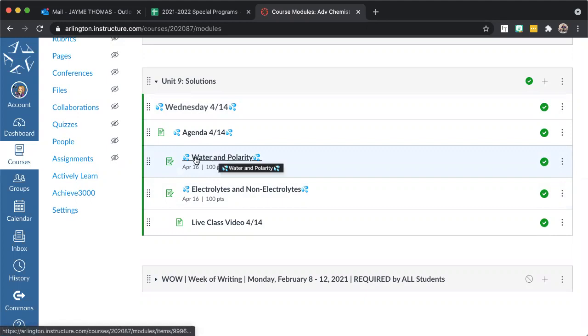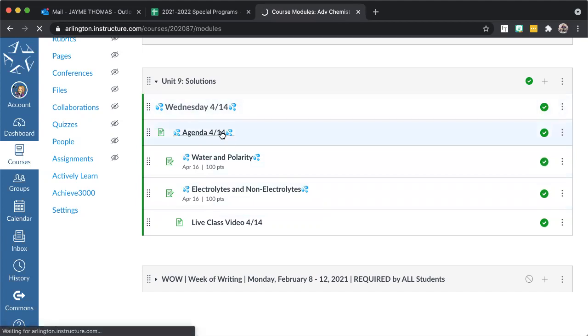So there's 2 activities today. There's one on the water molecule and what we call polarity that we're going to go through. And then the second part, which relates to it, is called electrolytes and non-electrolytes. We're going to learn what those terms are, what an electrolyte and a non-electrolyte is, what they do and why they are important. Okay.